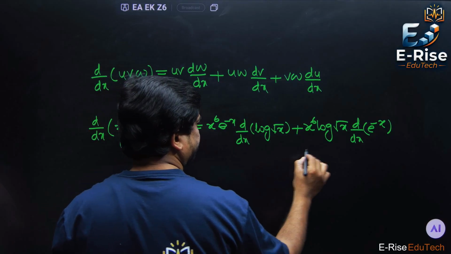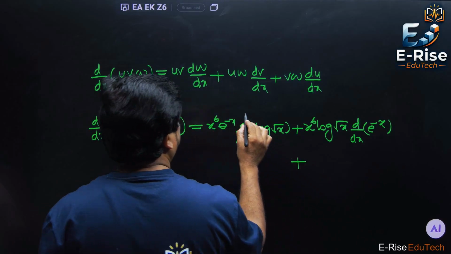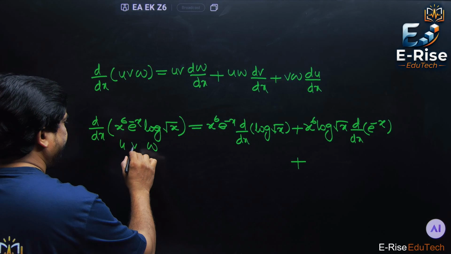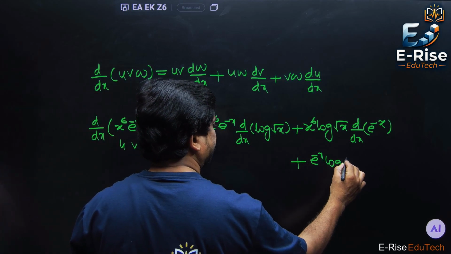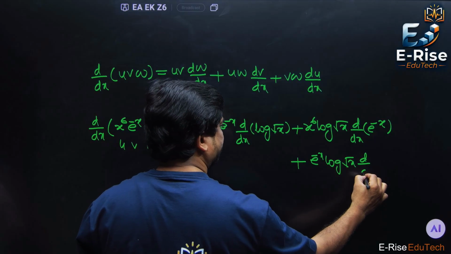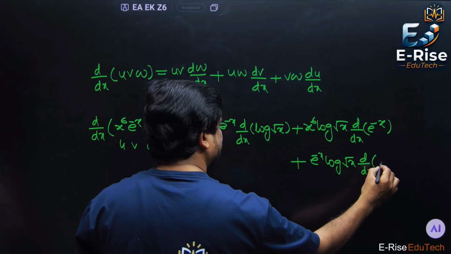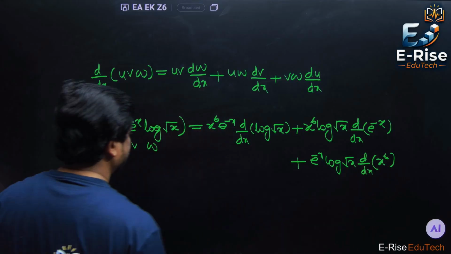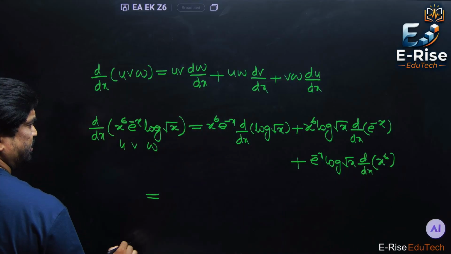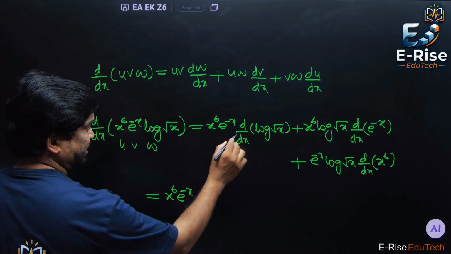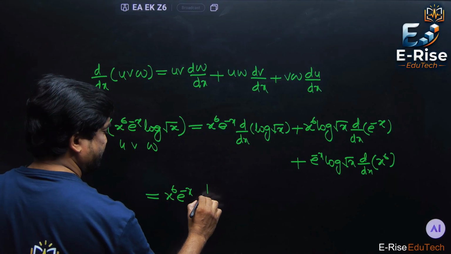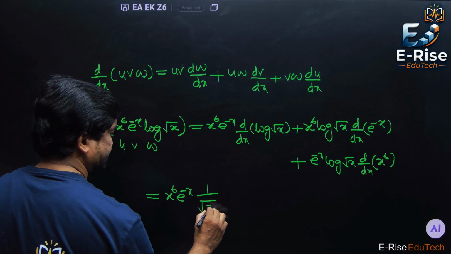Next, vw rest. Vw rest. E power minus x log root x. D by dx of x power 6. Simplify. X power 6 as it is. E power minus x as it is. D by dx of log x. Log x is 1 by x, which here means root x.